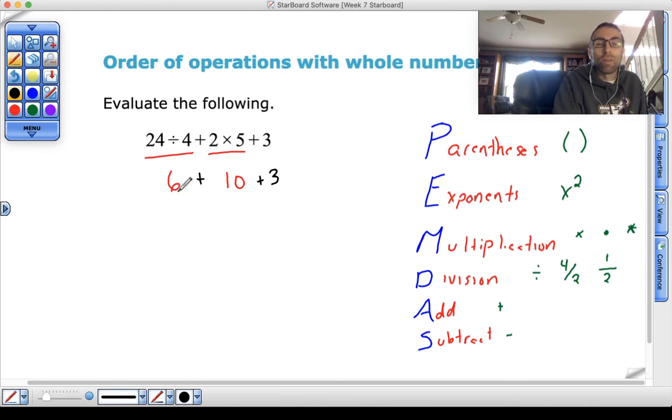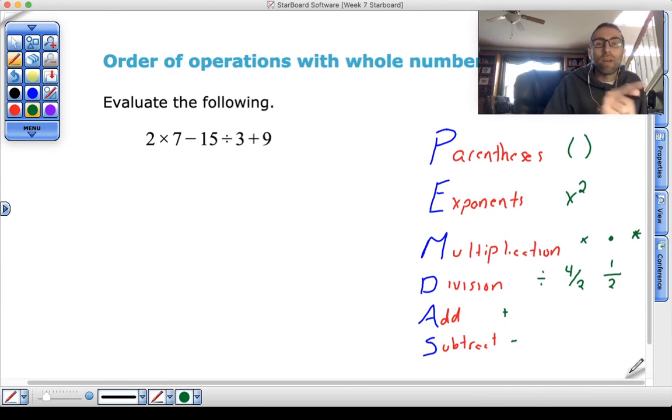So now I'm left with 6 plus 10 plus 3. So if I combine my 6 plus 10 first, that one's a little bit easy. I get a 16. 16 plus 3, and I get an answer of 19. All right, so I got 2 more examples, and I want you to try these on your own. So why don't you try this next problem now?